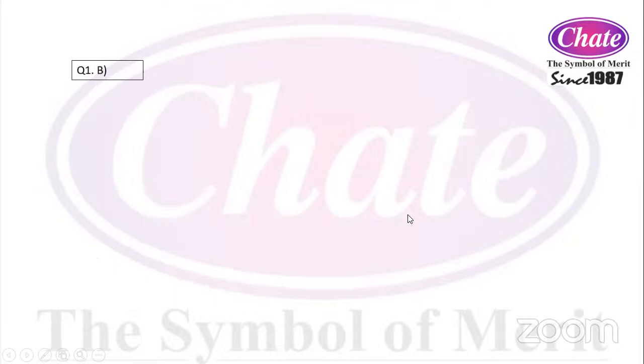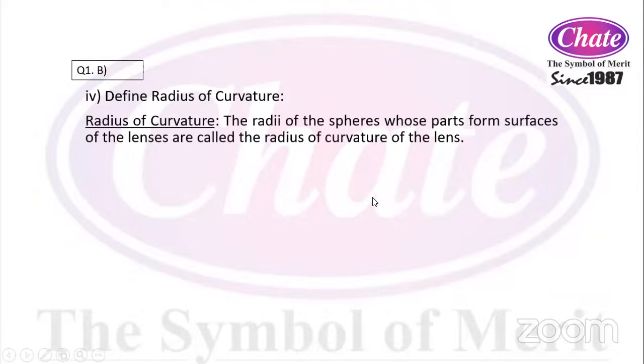Now, moving to the next question, that is, define radius of curvature. It is a straightforward question. In the book, they have given the definition: the radii of the spheres whose parts form the surfaces of the lenses are called the radius of curvature of the lens. So in this question, when you are supposed to write down the definition, you need to be a little bit specific about the words and the keywords. So just write down the definition as it is from the book.